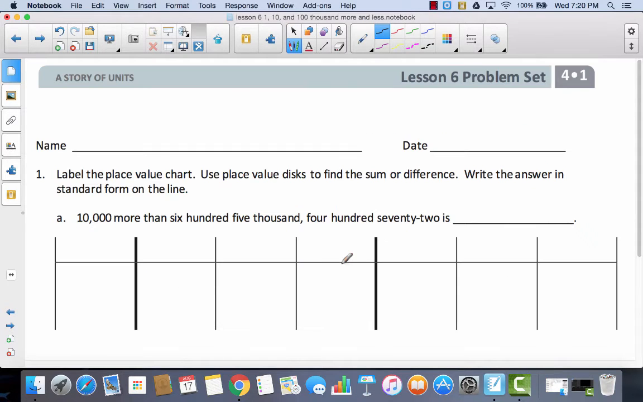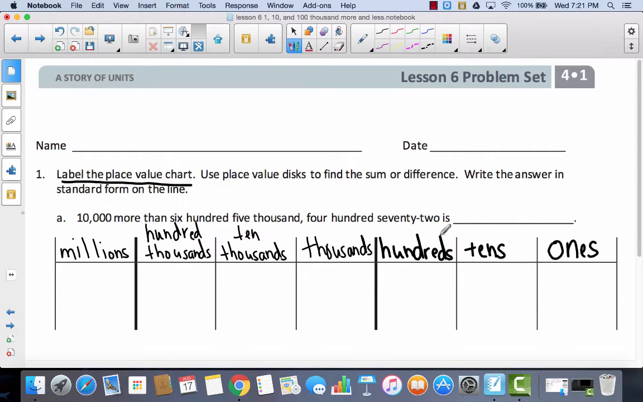All right, so we're going to start right here with 1A. Go ahead and write your name, and let's take a look at the directions. First, it says label the place value chart. I want you to pause the video and label your place value chart, and I'm going to label mine too. Okay, let's make sure that our labels are the same. So we have ones, tens, hundreds, thousands, 10,000s, 100,000s, and millions.